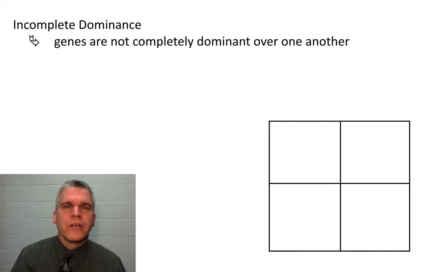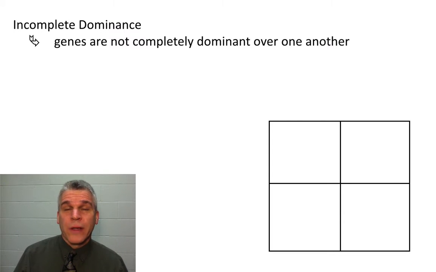Up until this point, we've talked about alleles that are either dominant or recessive. But the truth is, not all alleles are either dominant or recessive. And that's what these next couple of videos are going to be talking about. This first one is on incomplete dominance. So here's a case where the genes are not completely dominant over one another.